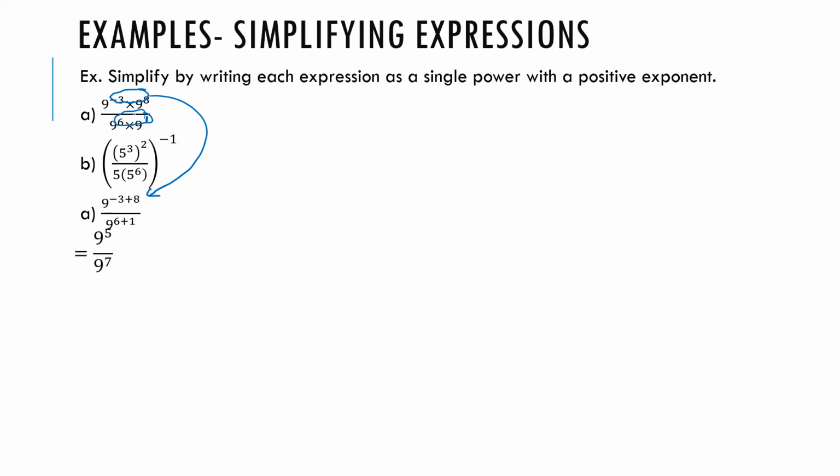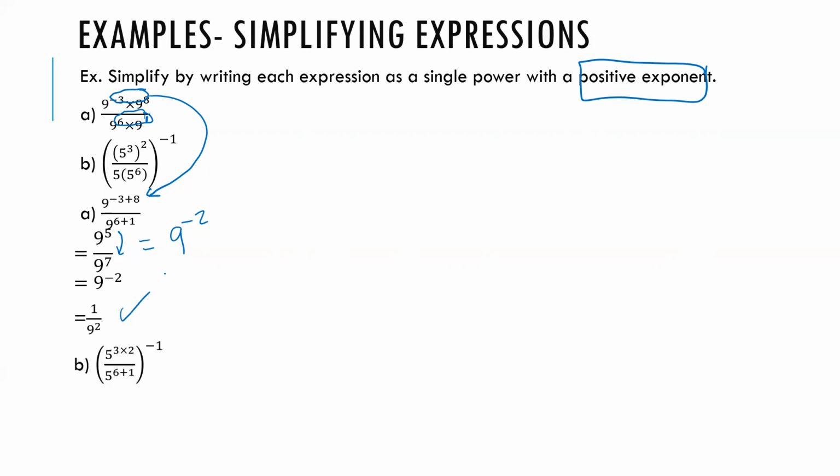So I add the exponents, I end up getting 9 to the power of 5 divided by 9 to the power of 7. And of course, how can I rewrite this? Well, I know that 9 to the power of 5 over 9 to the power of 7 is going to be 9 to the power of -2. I simply subtract the exponents. But remember, since the question asked me to write as a positive exponent, I'm going to rewrite that as 1 over 9 squared, and I'm done. So hopefully that made sense so far.